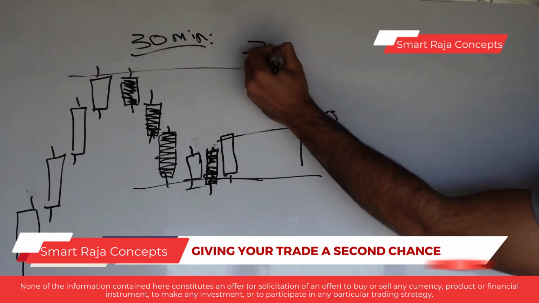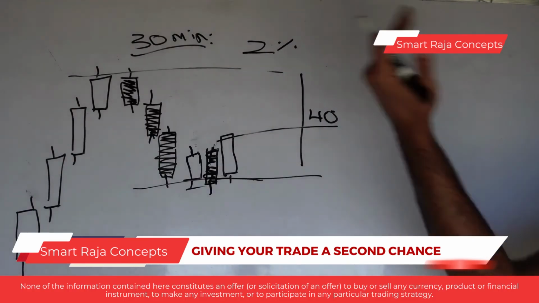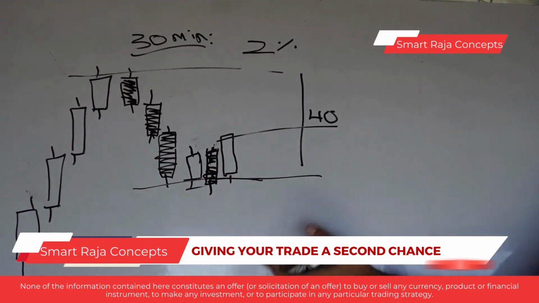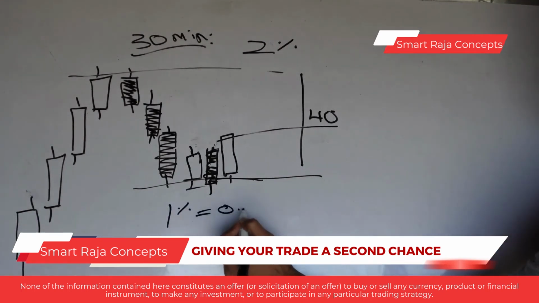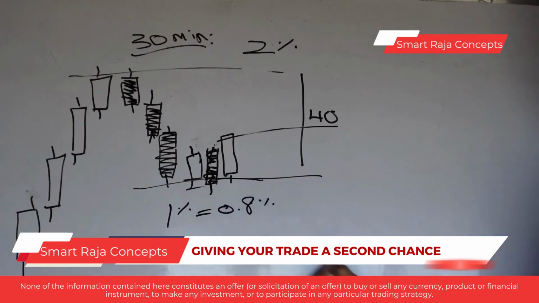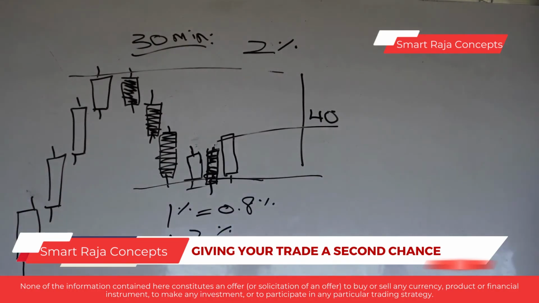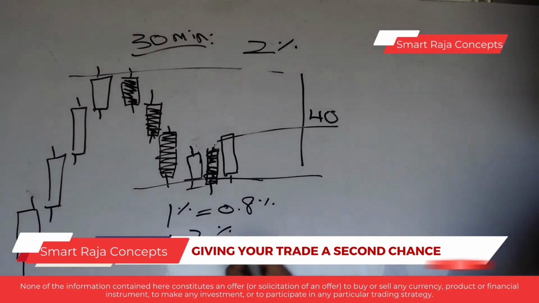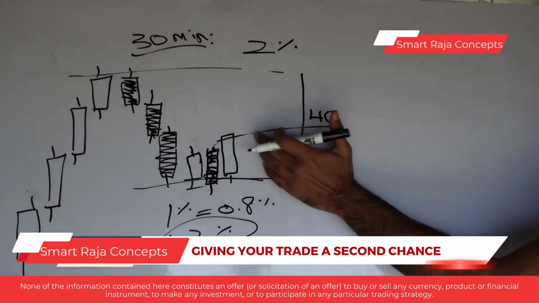Let's say your total risk for the day was 2%, and you took a trade right here. Let's say you put 1% risk there, and you manage risk. Instead of losing 1%, you lost 0.8%. So you still have 1.2% risk left. Now it's up to you whether you want to use the full 1.2% risk or, let's say, 1% or 0.5, whatever. That's totally up to you. But in essence, this is where you're giving a trade a second chance.